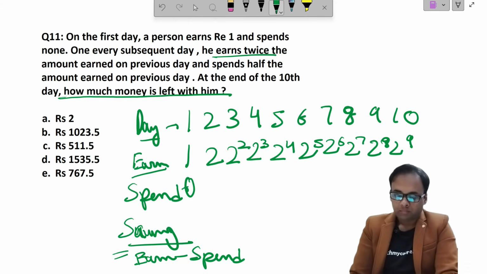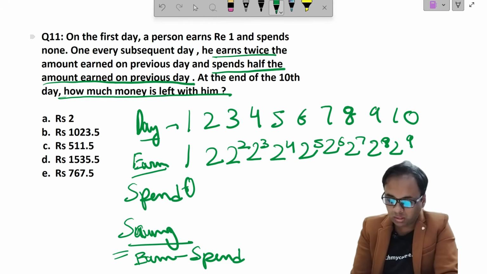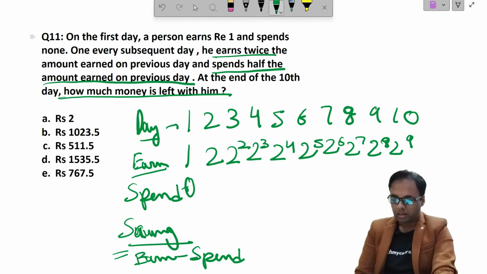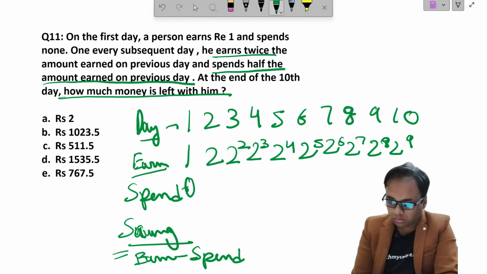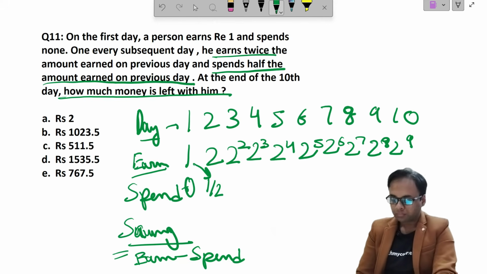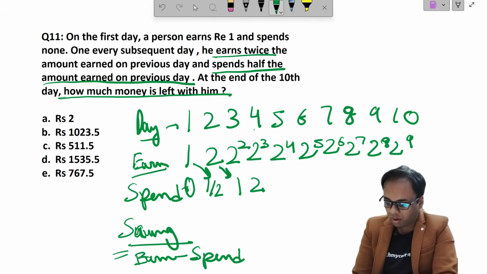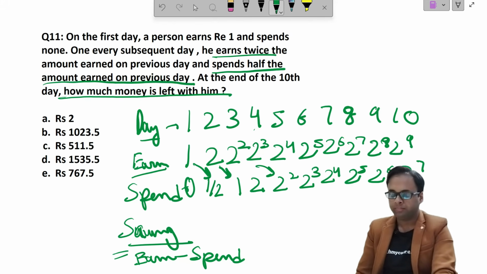What about the spending? He spends half the amount earned on previous day. Like on day number 2, how much will he spend? Half the amount earned on day number 1. So half of this, 1 by 2. On day 3, half the amount of this 2, so half the amount is 1. On day 4, half the amount of this 2 square, which is 2. On day 5, half the amount of this, which is 2 square. And similarly, this series will go like this: 2 cube, 2 to the power 4, 2 raised to the power 5, 2 raised to the power 6, 2 raised to the power 7.